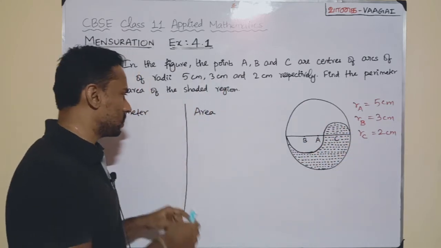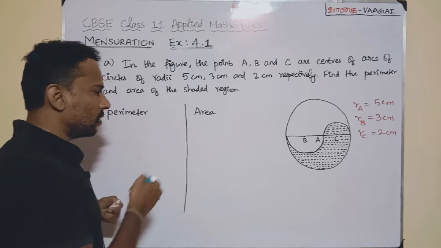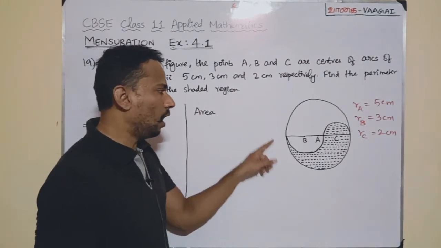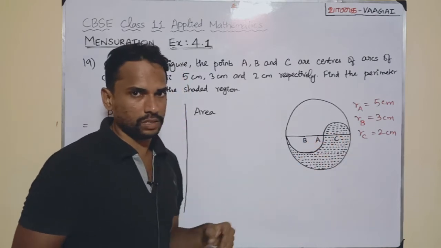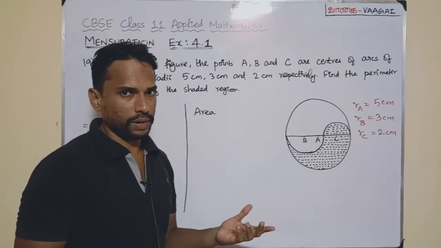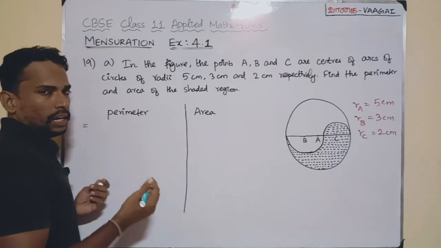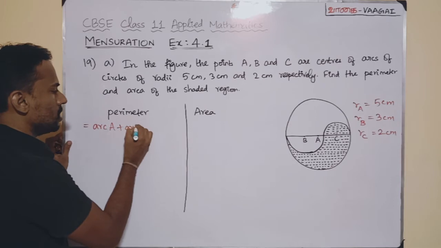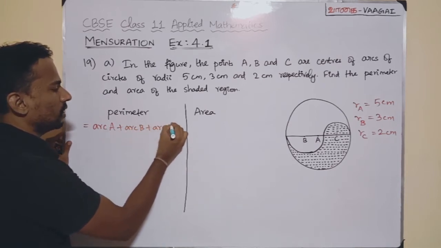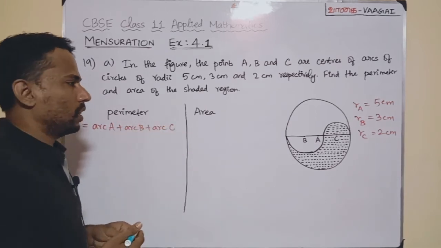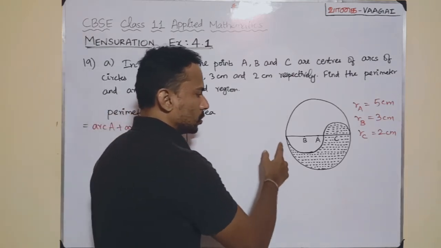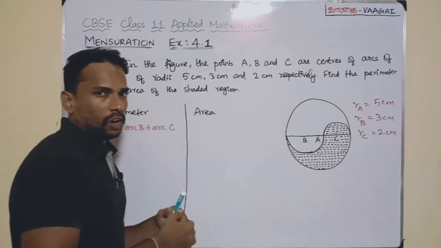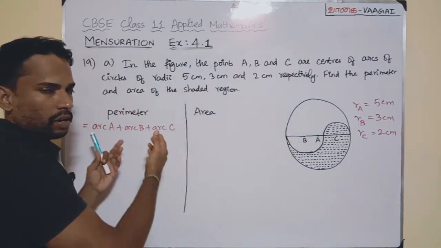Now in order to first find the perimeter, what do we have to do? We need to add all the arc lengths of these 3 semicircles. Now when we do that, we can find the perimeter. I'll name it like this: arc A plus arc B plus arc C. It will be easy for us to understand. Arc A is this big arc, arc B is this one and arc C is this one. Now when I add all the 3 values, that gives you the perimeter of the given region.